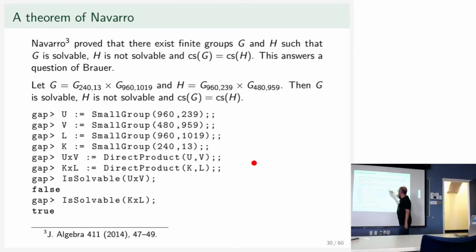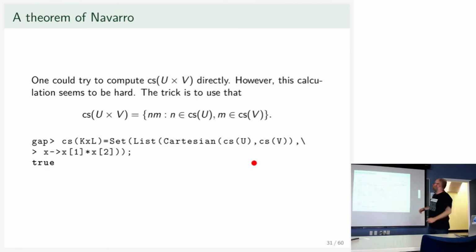So I define U and V, L and K, which are, okay, U is this, V is this, L is this, and K is this, okay? Then I define U times V and K times L using what we know, and then I check that one function is solvable and the other is not. So I'm almost there, right? I just need to check this. Okay, and now what? Well, you can just try to apply CS to these two groups.